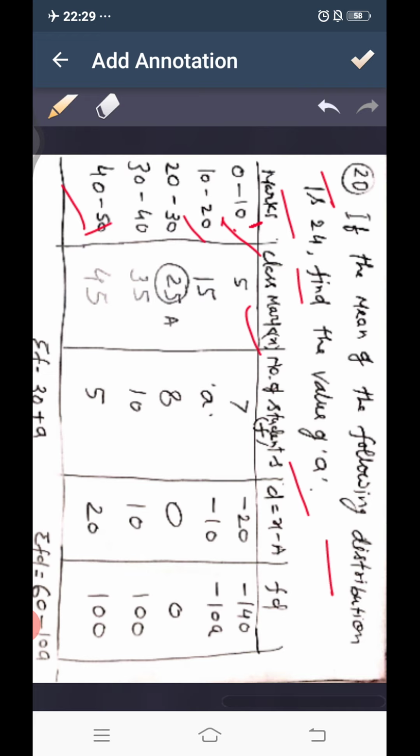For 0 to 10, 0 plus 10 upon 2, that is 5. 10 plus 20 upon 2, 15. 20 plus 30 upon 2, 25. 30 plus 40 upon 2, 35.